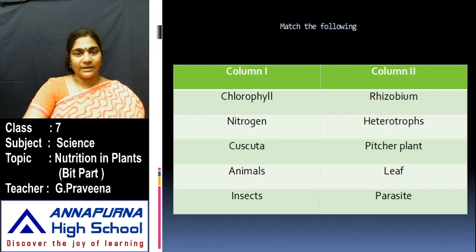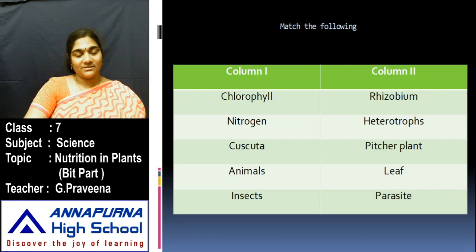And next one is nitrogen. Yes, so here the pitcher plant, yes, it is an insectivorous plant, so it deprives its nitrogen from the insects. So nitrogen requirement, you just match it with pitcher plant. It is an insectivorous plant. Yes, then coming to cuscuta, as we've already seen, it is a parasitic plant that grows on the host plant and deprives it of nutrients. So cuscuta is a parasite.